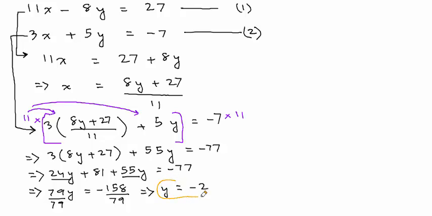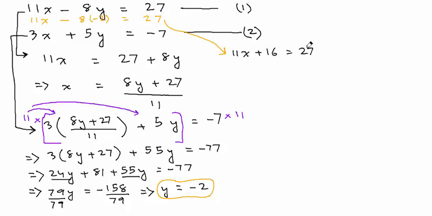Once we have the value of y, the rest is just a piece of cake. Pick up this value of y and put it back into one of the two equations. Let's say equation number 1. We have 11x minus 8y, y is negative 2, so minus 8 times negative 2 is equal to 27. I'm going to get this over here. 11x minus 8 times negative 2 is positive 16 or plus 16 is equal to 27.